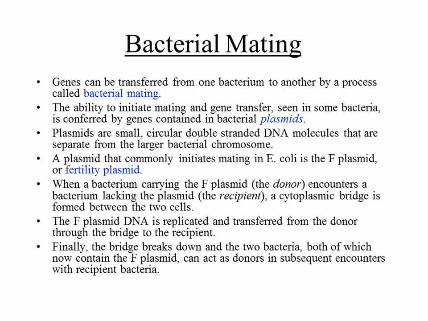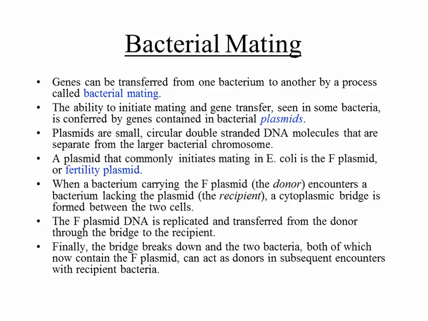Now, genes can be transferred from one bacterium to another by a process which is called bacterial mating. And the ability to initiate mating and gene transfer seen in some bacteria is conferred by genes that are contained in something that is called a bacterial plasmid. What are plasmids? Plasmids are small circular double-stranded DNA molecules that are separate from the larger bacterial chromosome. And a plasmid that commonly initiates mating in E. coli is what is called the F plasmid, or the fertility plasmid.